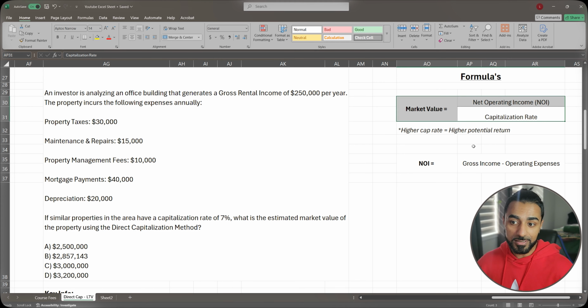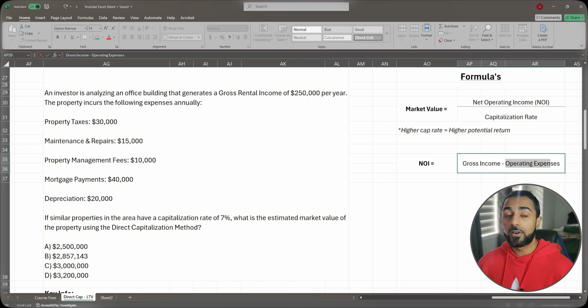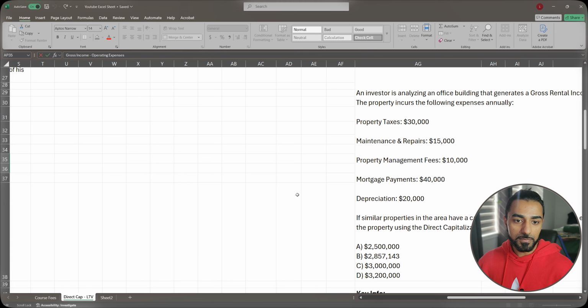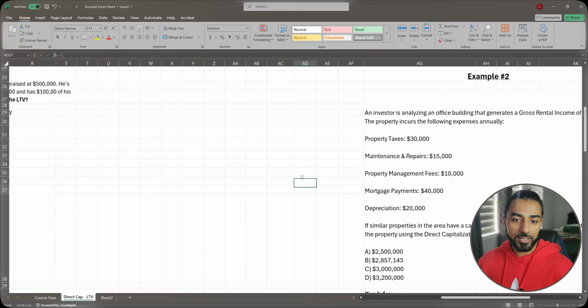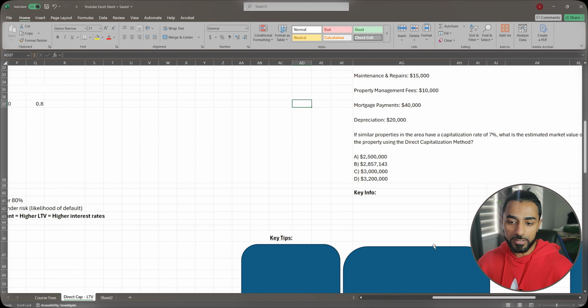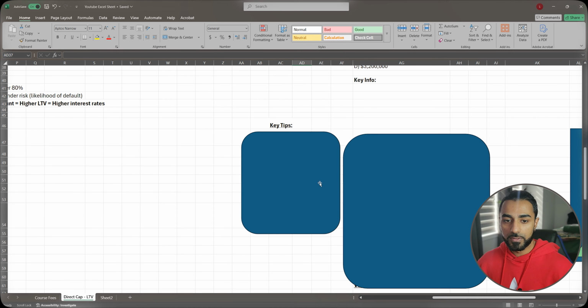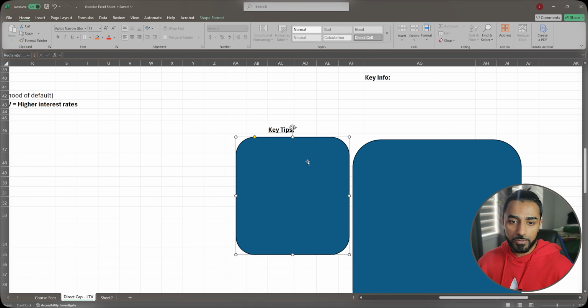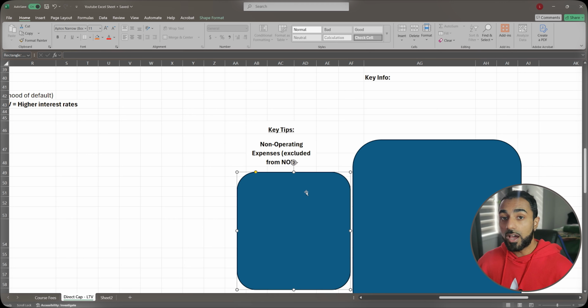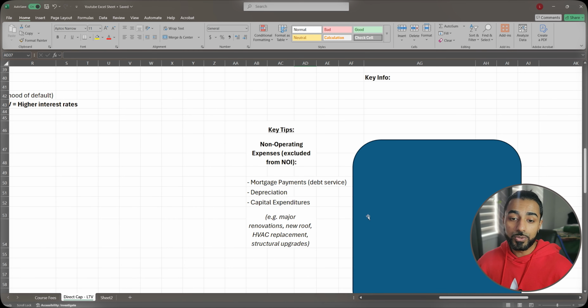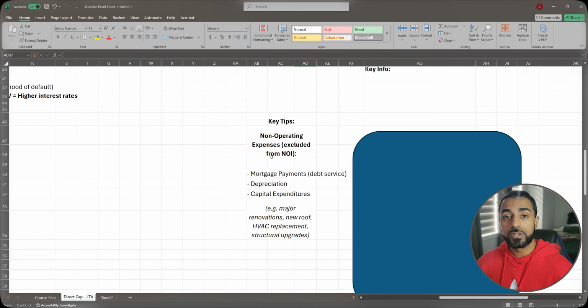However, with this question, remember we said we have to take out operating expenses, not all the expenses. And this is the tricky part. So let's go to the side here and let's just look at a few key tips that we're going to need for this. So first of all, few key tips. Non-operating expenses, they are going to exclude these things over here.